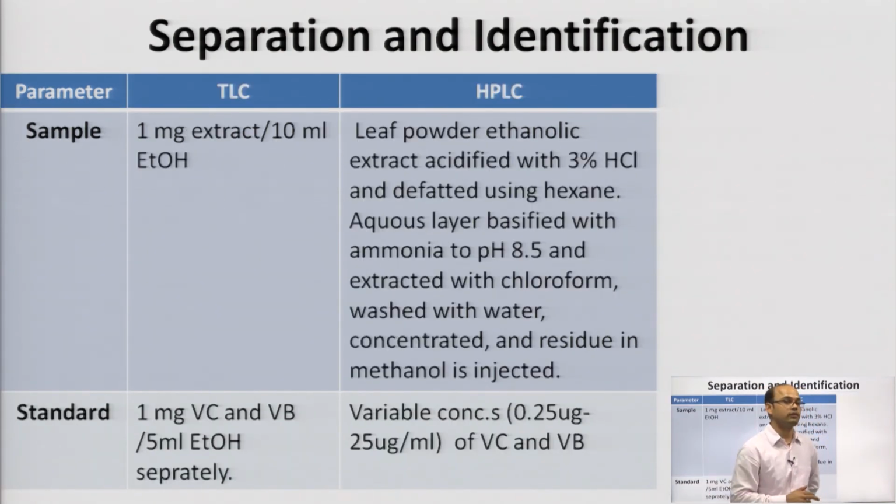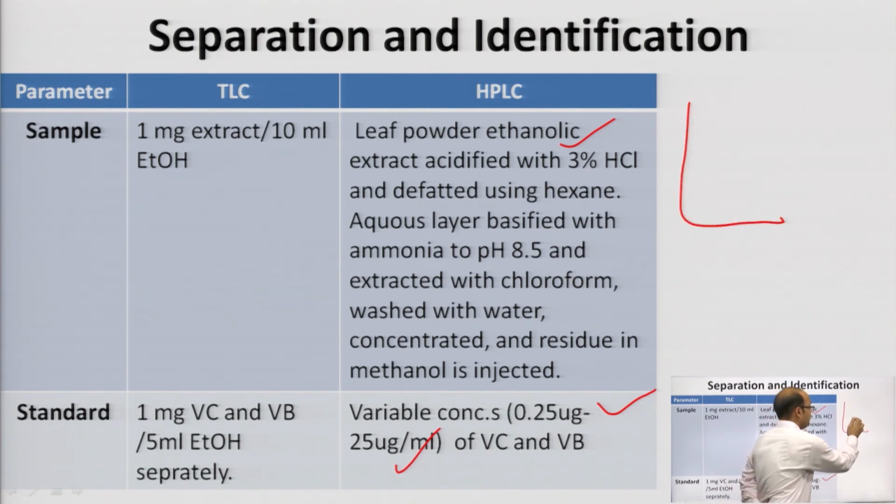For HPLC analysis, we prepared the sample by this method: the leaf powder ethanolic extract is acidified with 3% HCl and defatted using hexane. The aqueous layer is basified with ammonia to pH 8.4 and extracted with chloroform, washed with water and concentrated, and the residue is dissolved in methanol and injected in the HPLC machine. We also prepared the standard using variable concentrations of vincristine and vinblastine in the range of 0.25 microgram to 25 microgram per ml. So we have prepared the standard plots against which we have compared our sample.